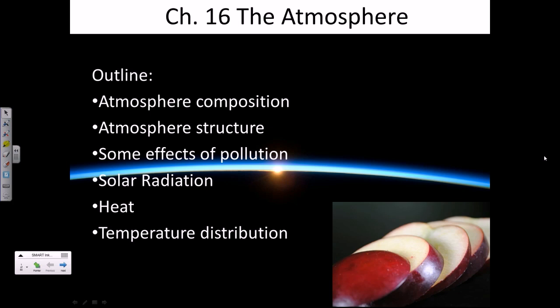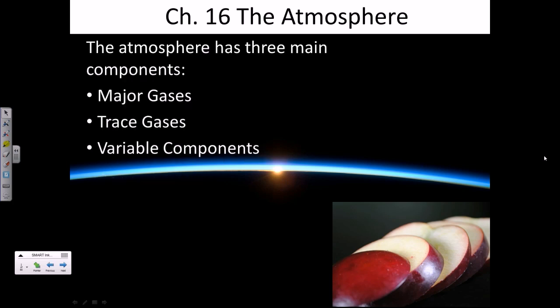And so for this chapter, we'll focus on atmospheric composition, just the elemental makeup, atmospheric structure, and then we'll move on to talk about the effects of pollution. There are a number of ways in which we can pollute the atmosphere and contaminate it. Even CO2 now is considered to be pollution. And then we'll talk about solar radiation and heat. So really we're going to focus where solar radiation and heat interact at the Earth's surface or near the Earth's surface, and then finally wrap up with global temperature distribution and the causes for those global temperature distributions and some of the mitigating factors.